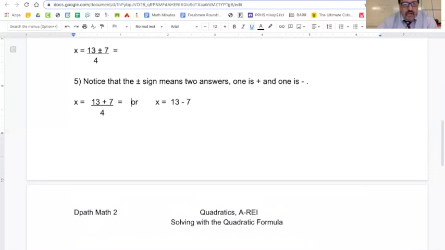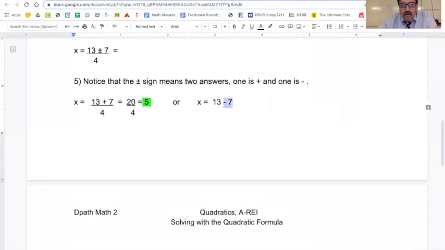Please notice that 13 plus 7 is just 20. And we've got that over 4. And 20 divided by 4 is just going to be 5. One of our answers is 5.